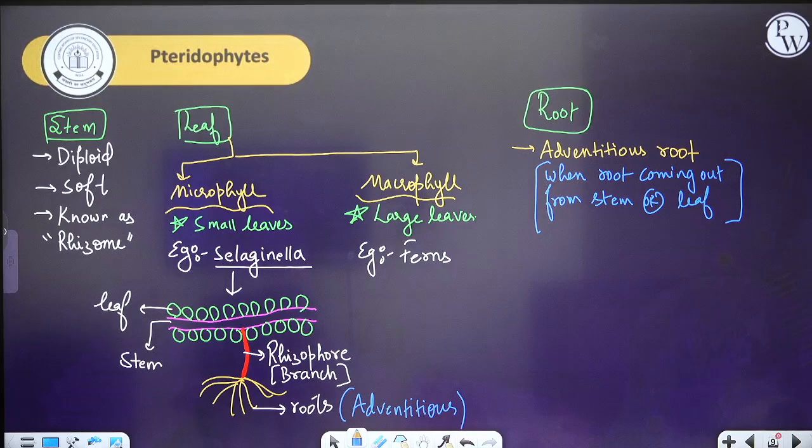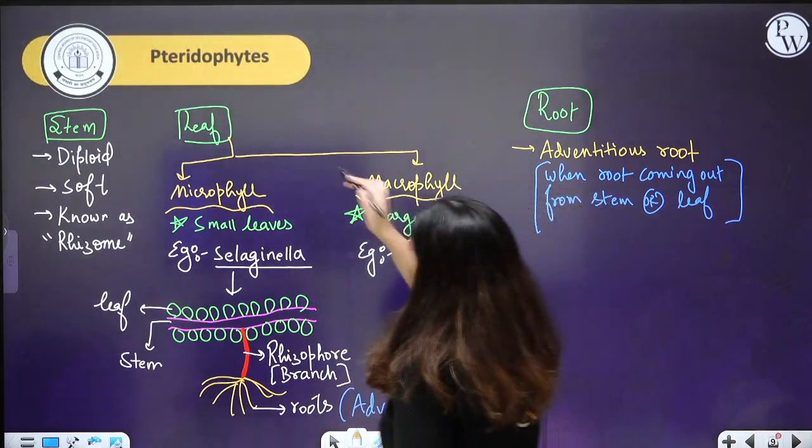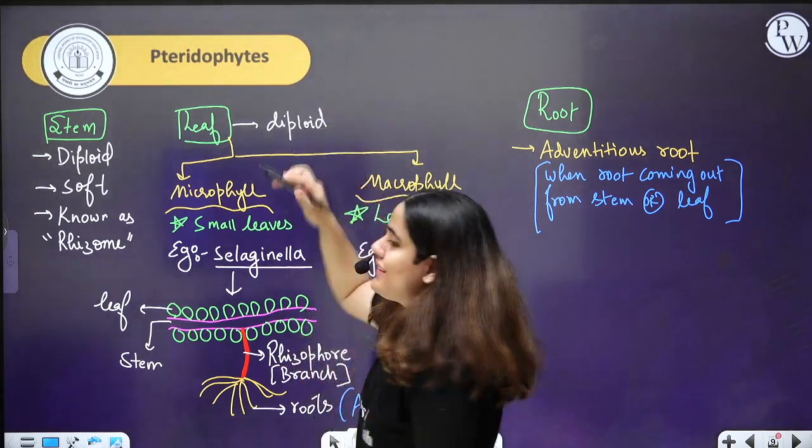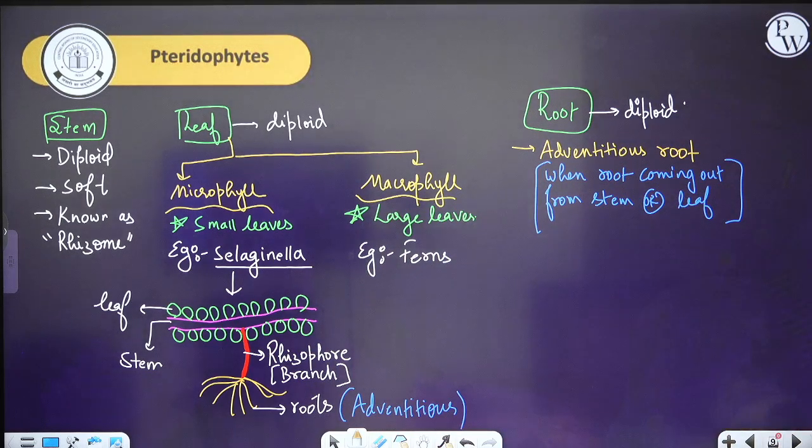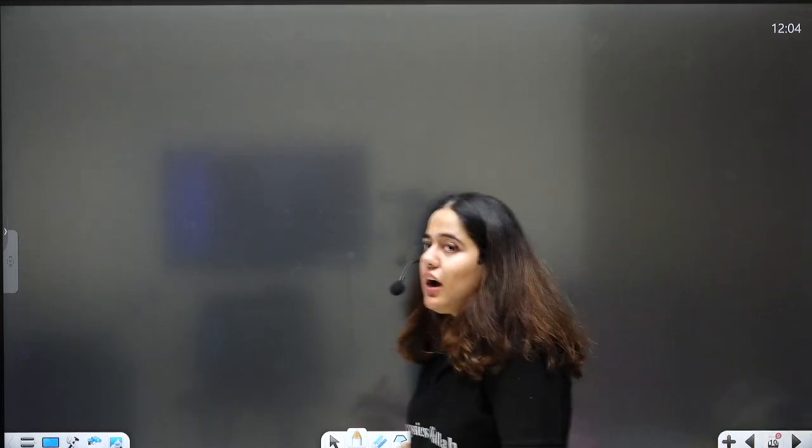So yes, this is about stem, leaf and root. Leaf is also diploid. Their cells are having two sets of chromosome, and root is also diploid. So everything in the main body of pteridophyte is diploid. That's why we say their main body is sporophyte. Okay. So now I'll tell you about how they reproduce. What are the special features for their reproduction? I hope this is clear to all of you. So let's talk about how they reproduce.